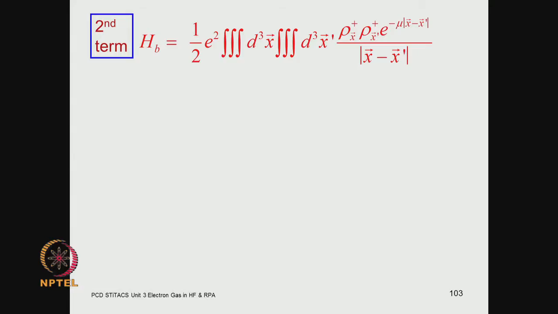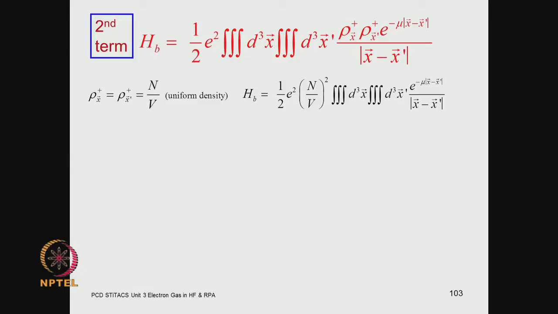So, this is the second term, which is the Hamiltonian corresponding to the Jellium potential. Now, what do you get in this? You have rho at x multiplying rho at x prime, and each of these is equal to N over V because you have a uniform charge density. So, obviously you will get a term in N over V square, which is what you see now, and then you have the rest of the integration. So, you get the square of N over V.